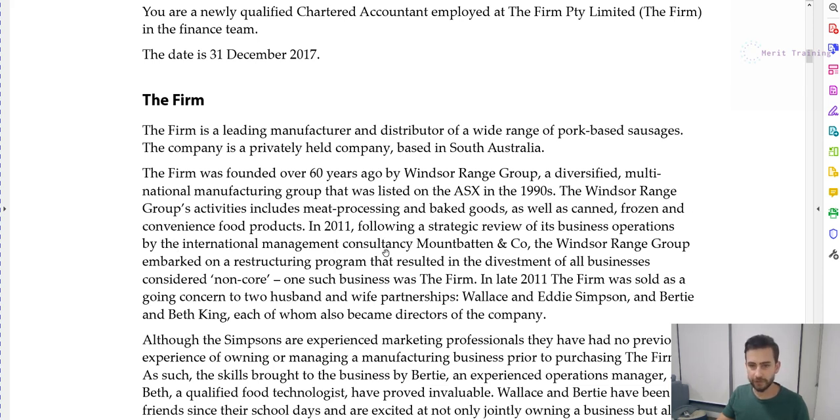In 2011, following a strategic review of its business operations by the international management consultancy Mountbatten & Co., the Windsor Range Group embarked on a restructuring program that resulted in the divestment of all businesses considered non-core. One such business was the firm.